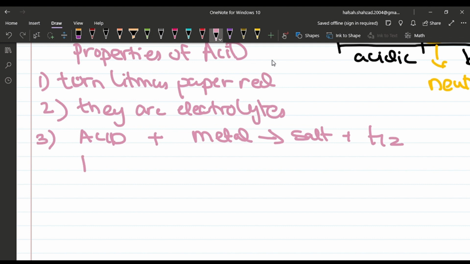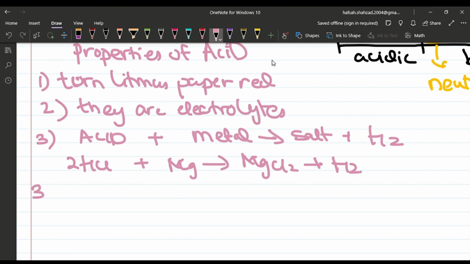So for instance, let's take HCl and magnesium. This would react to form magnesium chloride and H2. And of course, we can balance the equation as well. So that's one reaction of acid. Second reaction is acid plus base forms salt plus water.